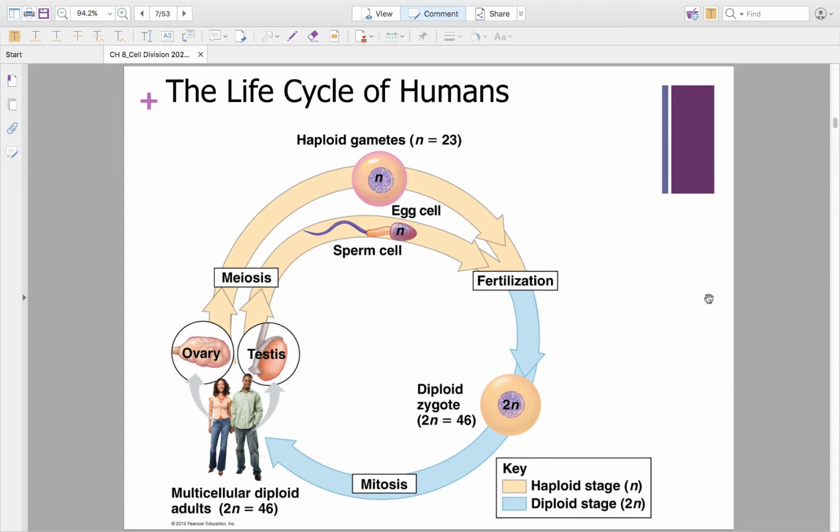Let me just recap what we just discussed. This is the human life cycle. Every single individual starts off life this way. You get 23 chromosomes from the mother. Notice this says haploid gametes. That means that there are 23 chromosomes in this egg. That's the mother.